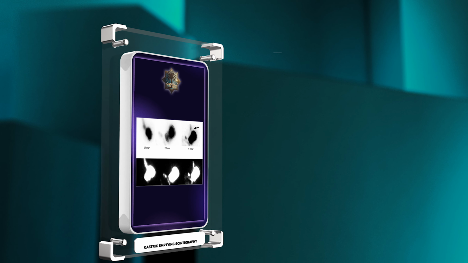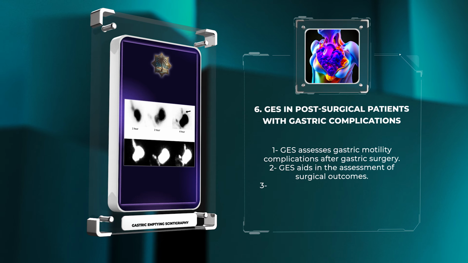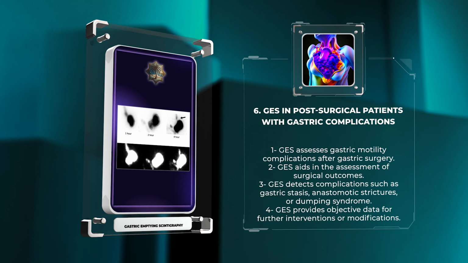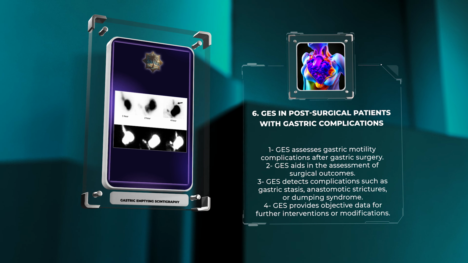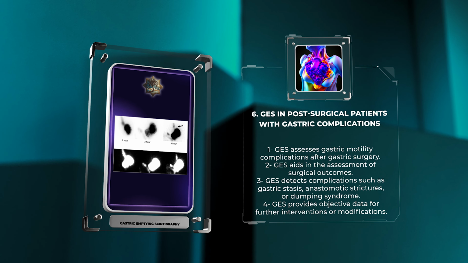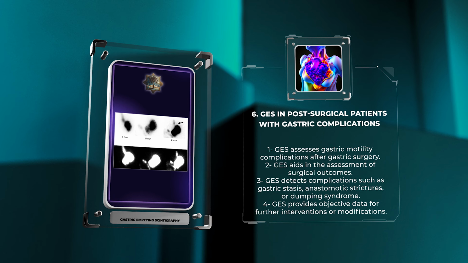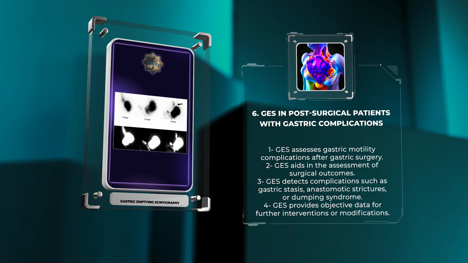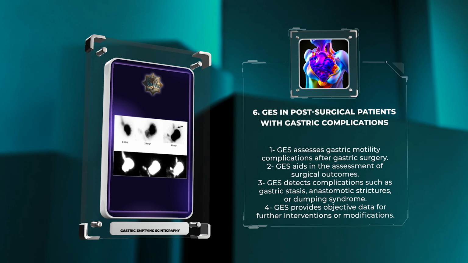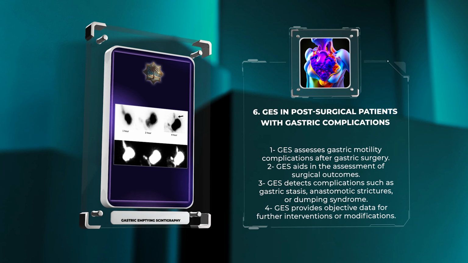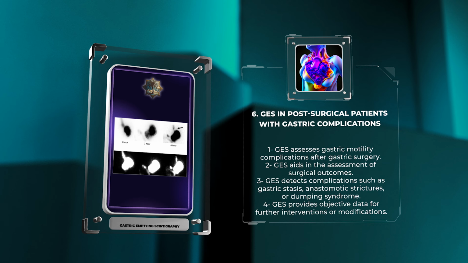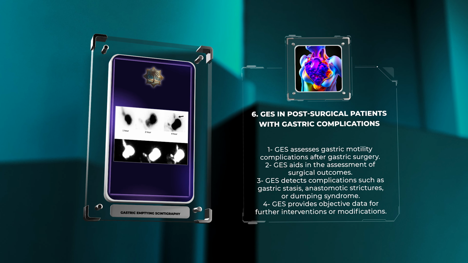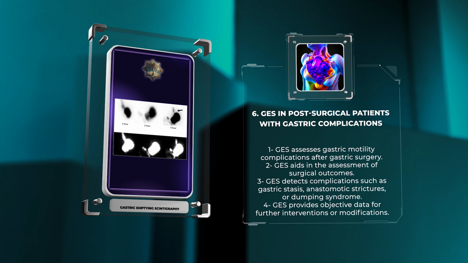Following gastric surgery, some patients may develop complications related to gastric motility. GES serves as a valuable diagnostic tool in this context, aiding in the assessment of surgical outcomes and the detection of complications such as gastric stasis, anastomotic strictures, or dumping syndrome. By analyzing gastric emptying rates, GES provides clinicians with objective data to guide further interventions or modifications to the surgical approach. This assists in optimizing post-surgical outcomes and improving patient well-being.